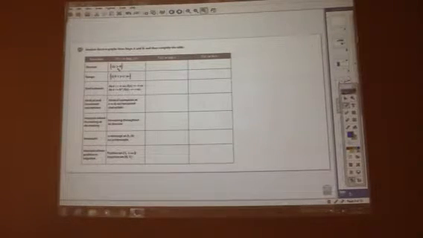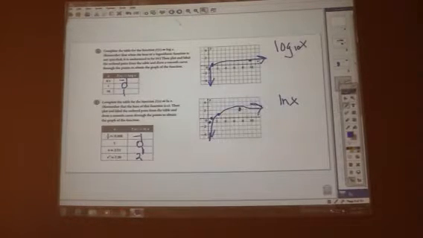So the domain of the first one, domain is from left to right. The graph does not go to the left of 0. So your domain on your base 10 is the same thing. If you look at that graph, right here, it does not go to the left of 0. Let's look at the natural log while we're here. Natural log does not go to the left of 0.